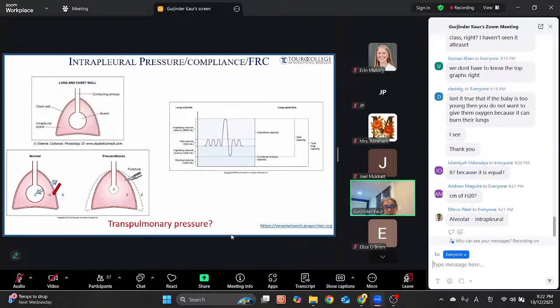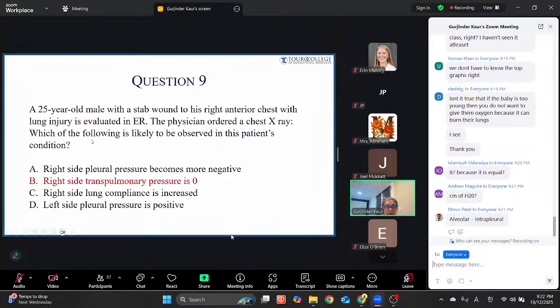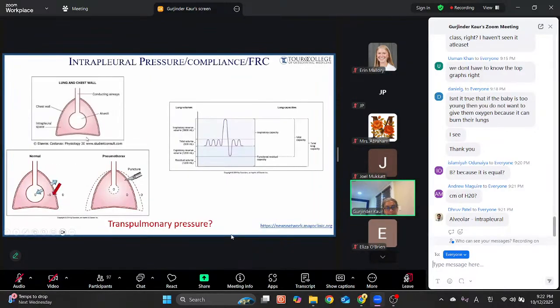So basically, the question had told you somebody had a stab wound, right, on the right anterior chest. There is lung injury. So if you look at this figure here, here are your alveoli, right? This is your intrapleural space, which has a pressure of -5. These are your alveoli, and outside atmospheric pressure is 0, right? So at rest, you will have same 0 atmospheric pressure inside the lungs, right?